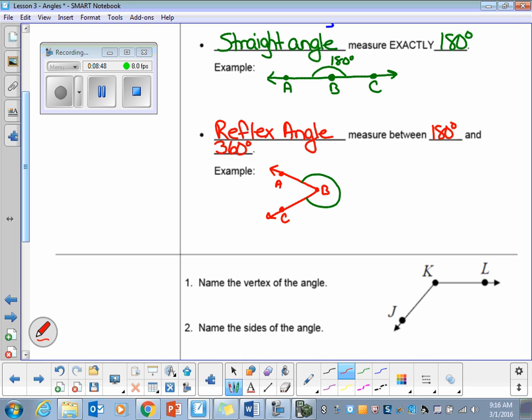So let's look at what it looks like with an obtuse. A, B, C. Okay, that's an obtuse angle, but I want the reflex. So I'm going around the outside, which means I draw part of a circle from side to side around the outside, letting someone know you're measuring more than 180 degrees.